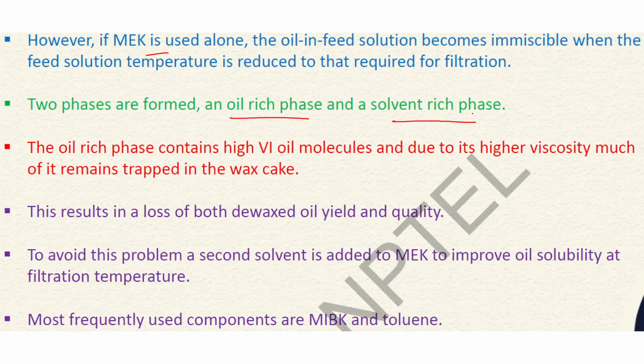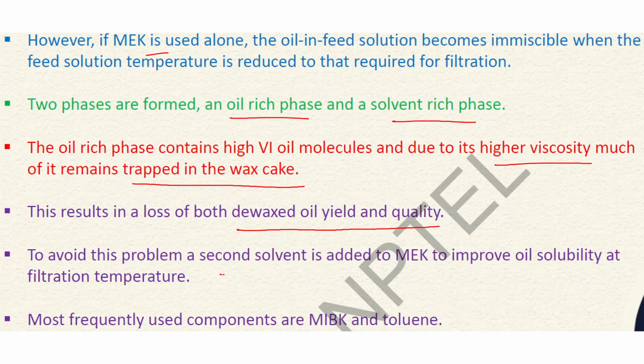A solvent rich phase will be there in which the MEK along with some amount of oil will be present, whereas a viscous phase that has precipitated out from the solvent due to the decrease in temperature is the oil rich phase. The oil rich phase contains high viscosity index oil molecules, and due to their higher viscosity, it gets trapped in the wax cake. This results in the loss of both dewaxed oil yield and quality. So this large amount of oil will get trapped in the wax cake, and if we remove the cake along with it, then we will lose a large amount of our refined oil.